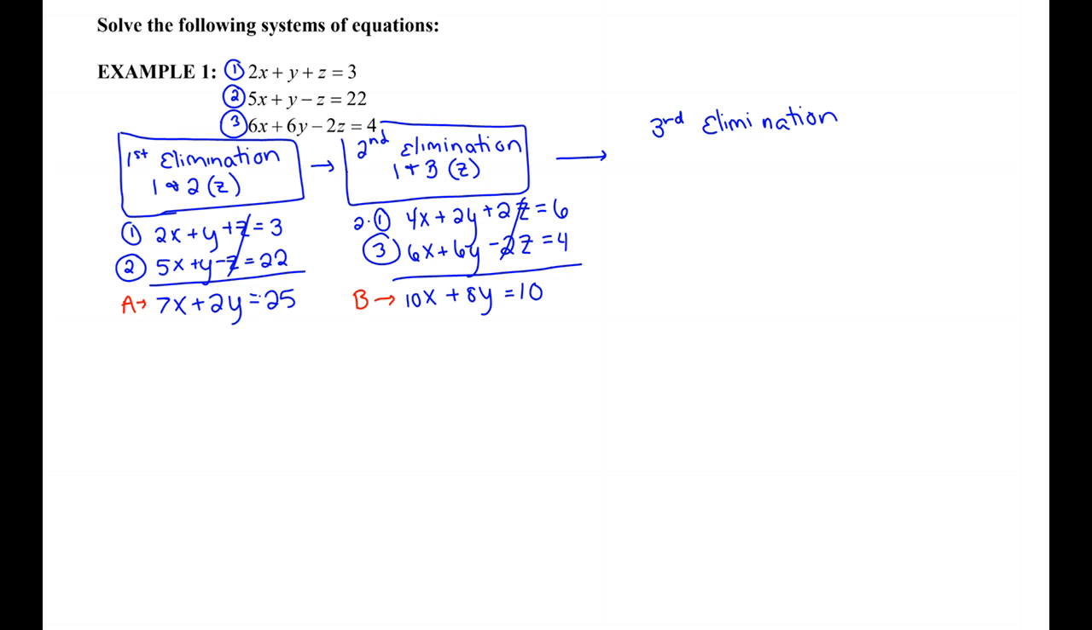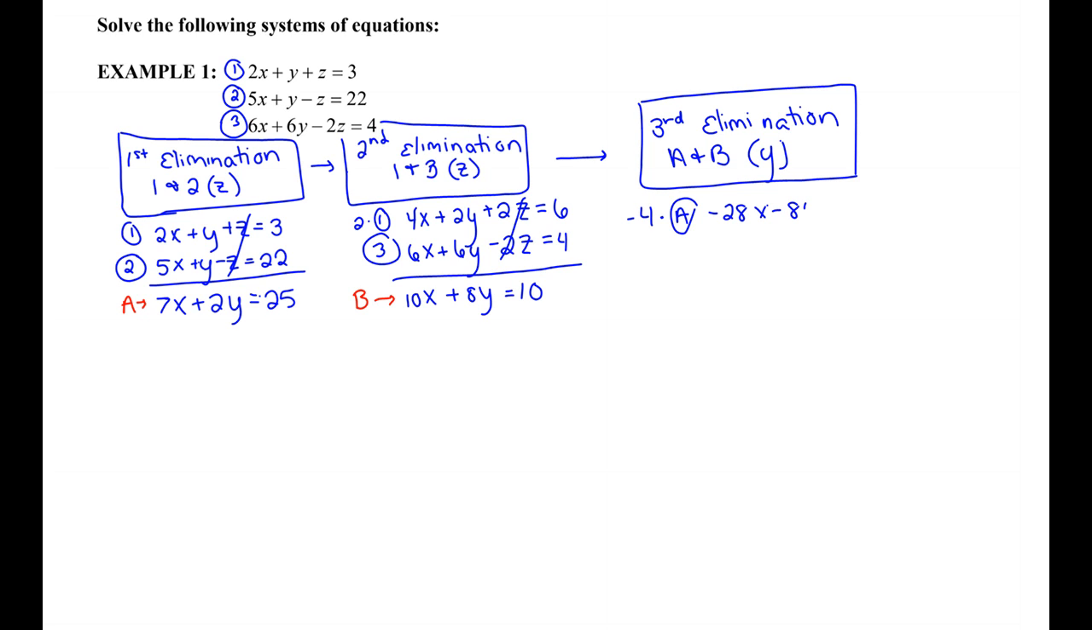Now I'm going to be using equation A and equation B, and I can choose to eliminate either x or y. So for me, I'm going to pick to eliminate y. So I need to take equation A and I need to multiply it by negative 4 in order to create a negative 8y. So I'm going to get negative 28x minus 8y equals negative 100.